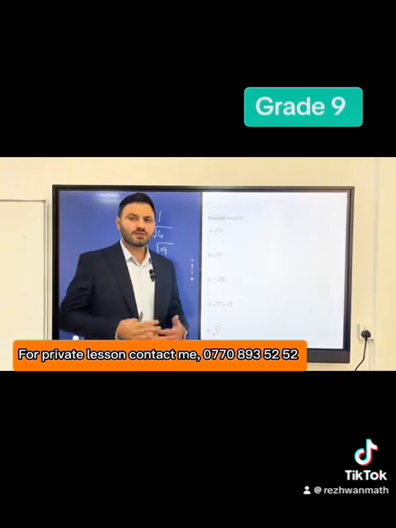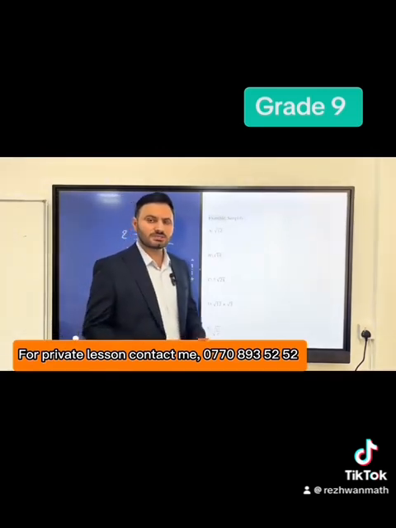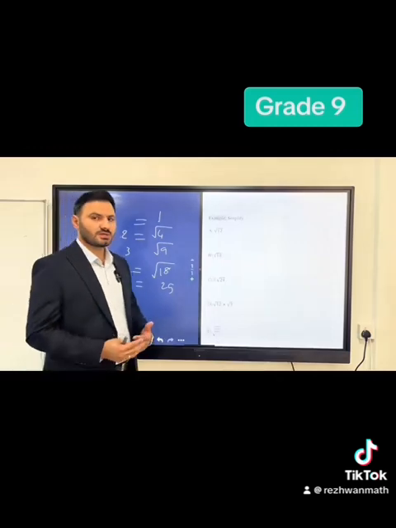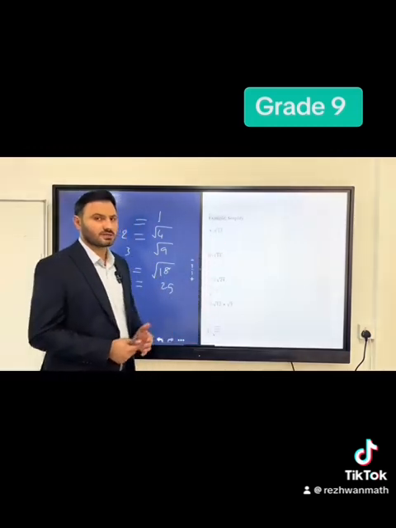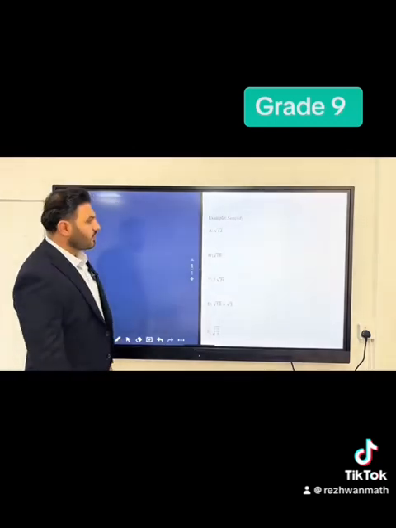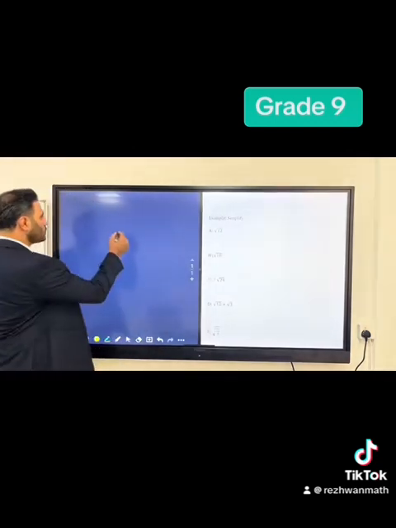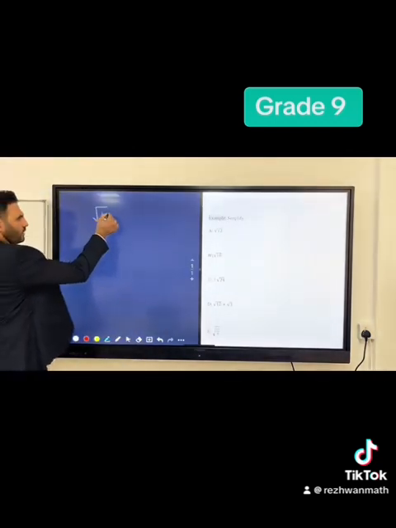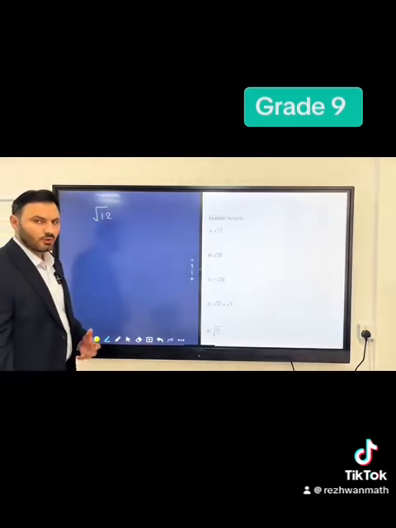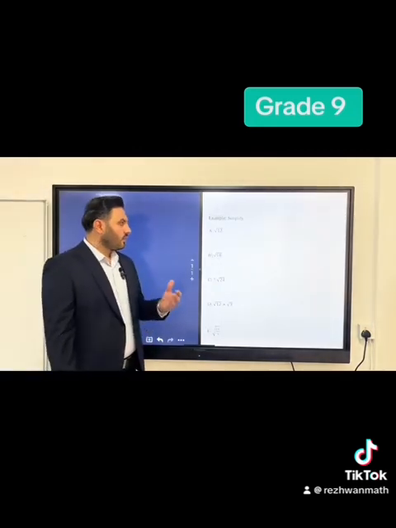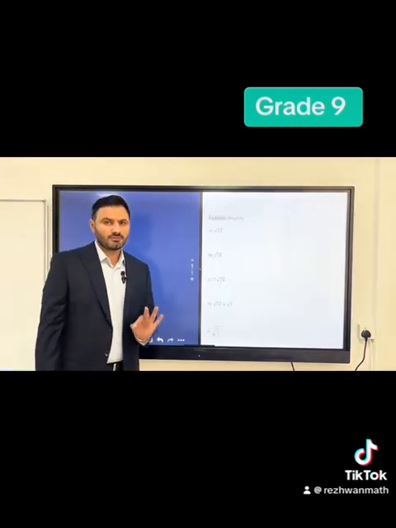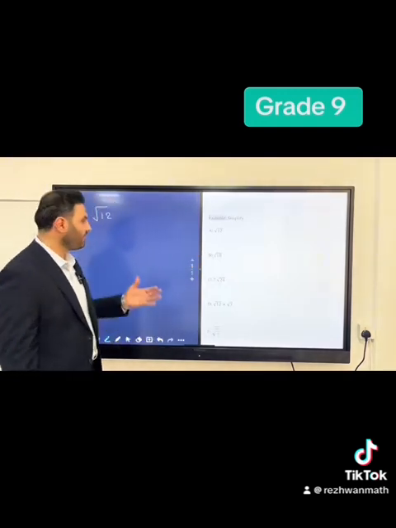But if we have a non-perfect square, what should we do? How can we simplify a non-perfect square? Okay, we use a perfect square to simplify a non-perfect square, okay? Now, if you look at the square root of 12, we need to find the factor of 12 that one of them is a perfect square. What's the factor of 12?